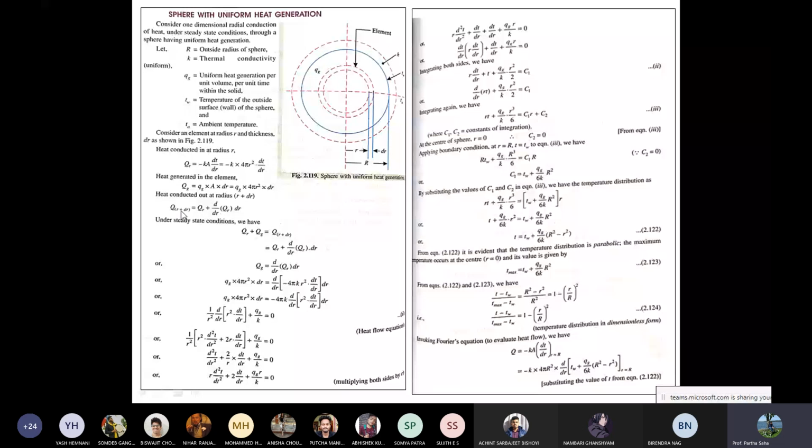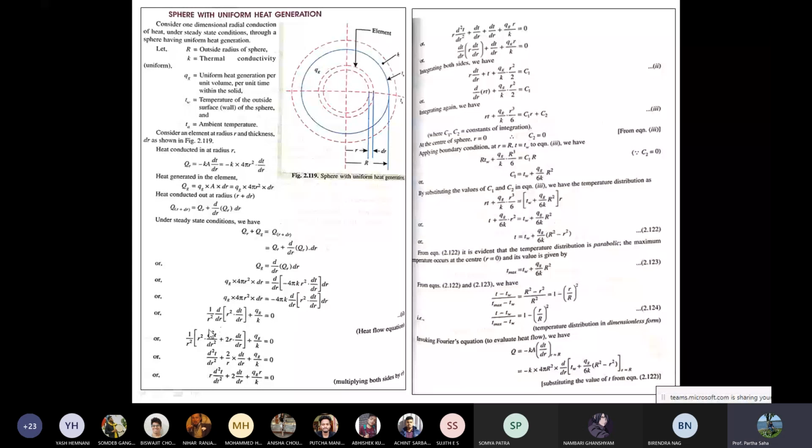Now under steady state condition, Qr, that is the heat input at this surface, plus the heat generation will be equal to the heat conducted out. So Qr plus Qg equal to Qr plus dr, which equals Qr plus d by dr of Qr into dr. Qr gets cancelled, you get Qg equal to d by dr of Qr into dr. Same, just like the cylinder one. Now you put the value of Qg here, and Qr you know, right? This is the expression. So Qg becomes Qg into 4 pi r square into dr, and then in this integration you can take 4 pi k constant out. It becomes d by dr of r square dT by dr into dr. So you divide it by r square.